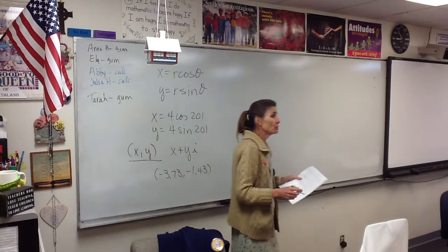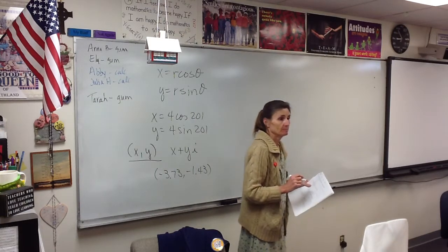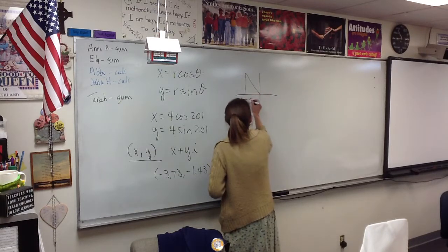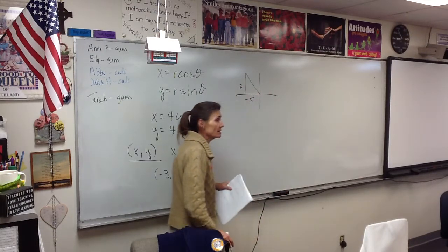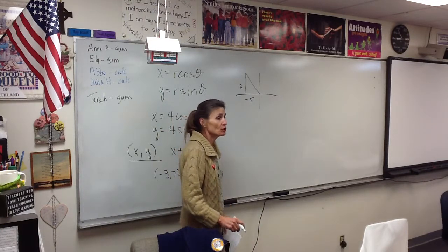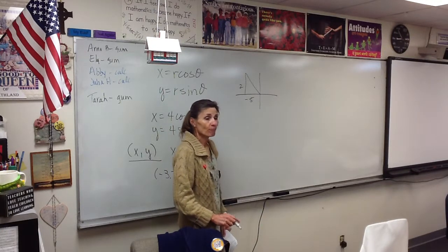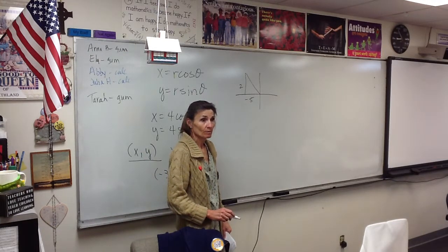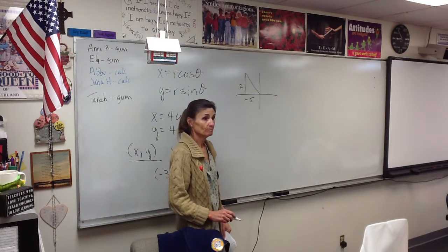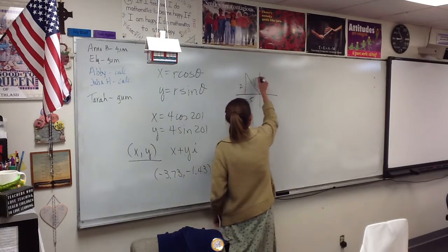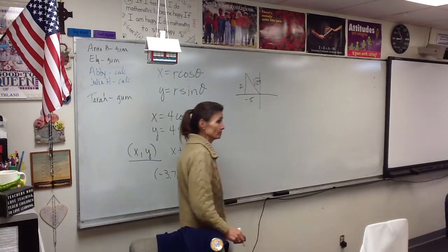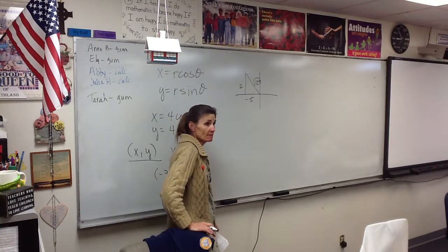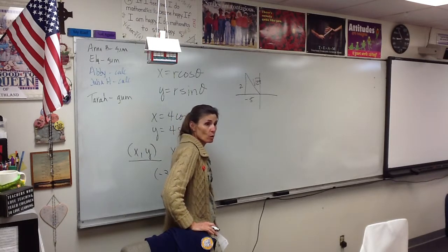Now, number 2 is the opposite. You have been given an x and a y, so we will plot it. We'll go left 5 and up 2. And from that, we will find r and theta. Right? What's r? Root 29. Remember, when you square a negative, you get a positive. 25 plus 4, 29.